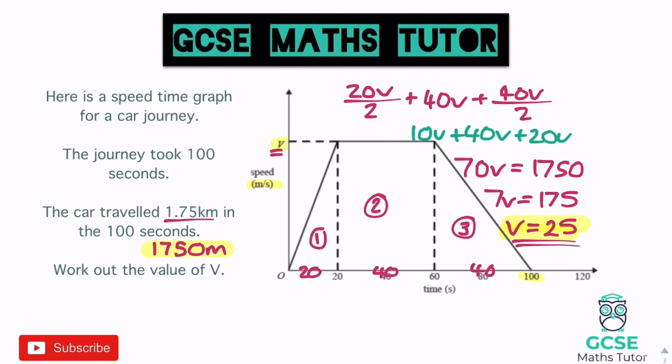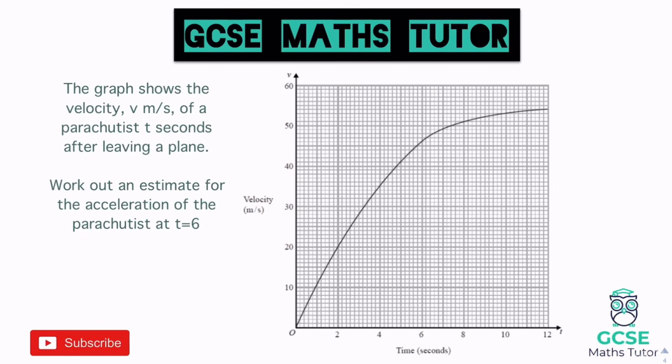We're going to have a look at acceleration and some gradients on these now as our second part of this. Okay, so this question says the graph shows the velocity of a parachutist t seconds after leaving a plane. Work out an estimate for the acceleration of the parachutist at t equals 6. Now what we are looking for, acceleration is a change in speed or velocity per second. Okay, that is actually what acceleration is.